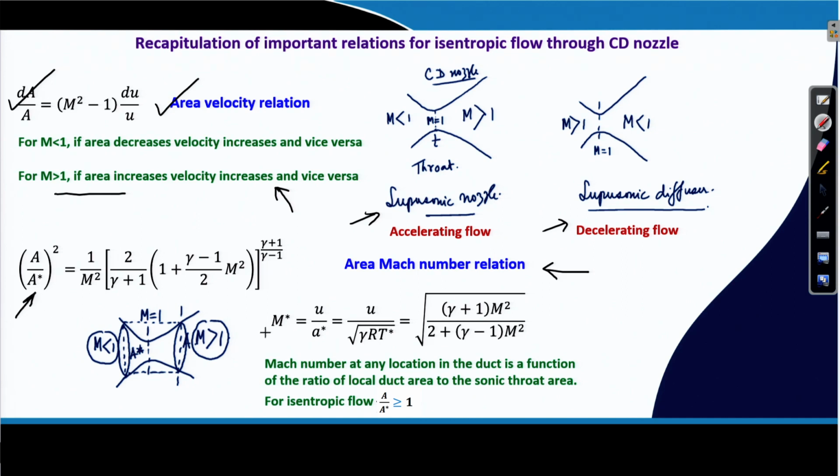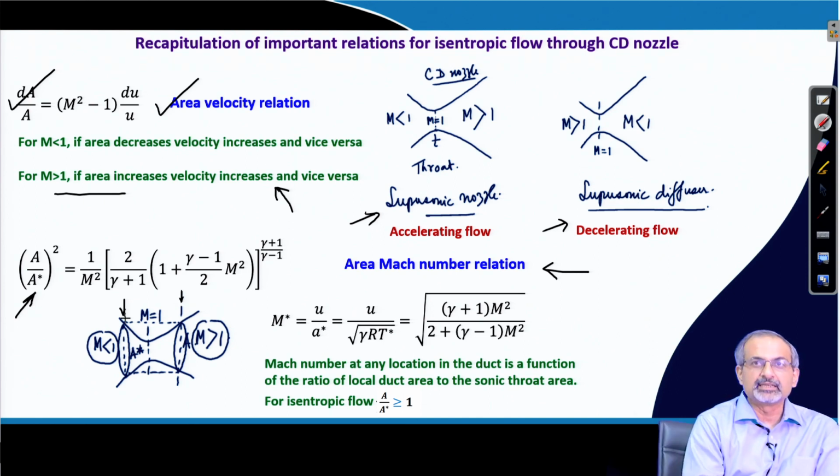We further learned about the area Mach number relation, where we express the area ratio as a function of local Mach number. We also discussed that if we are given a converging diverging passage, then for a given area ratio, there are two locations in this CD nozzle where the Mach number on one hand would be subsonic, while on the other it will be supersonic.